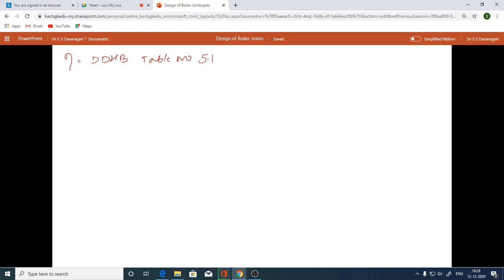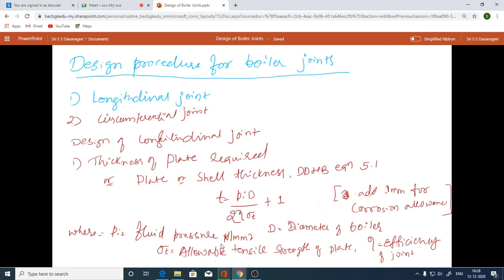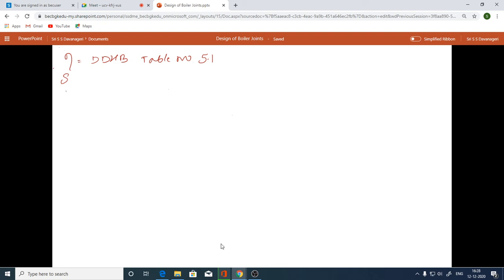Okay. Next, once you have got the plate thickness, then you need to find out diameter of rivet hole. Next, note step 2: diameter of rivet hole and rivet.